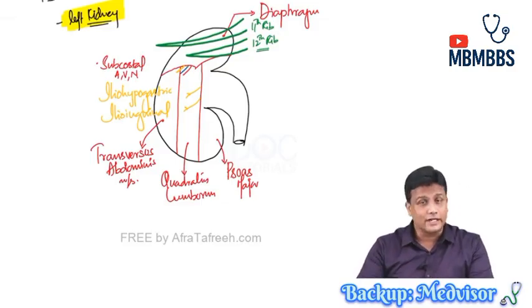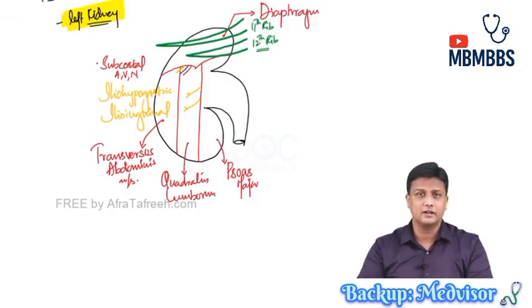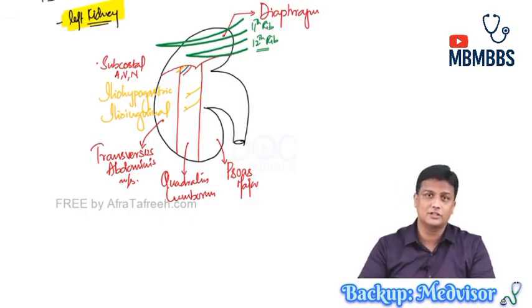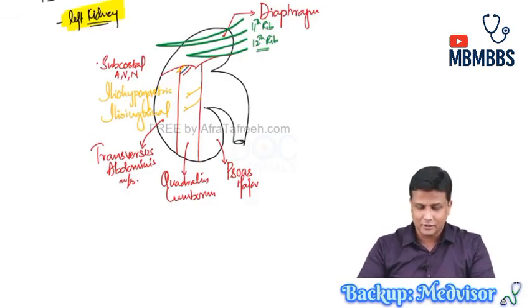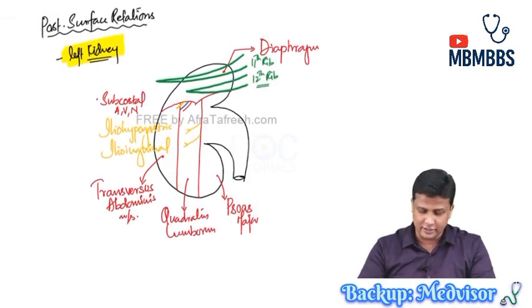So I would request you to write it somewhere. All the relations are absolutely the same for the right and left kidney posteriorly, except that the right kidney is related only to the 12th rib, whereas the left kidney is related to both the 11th as well as the 12th rib. That's all. That's about the posterior surface relations.